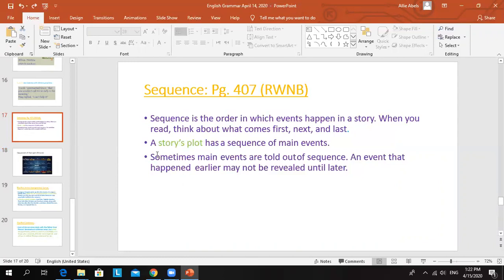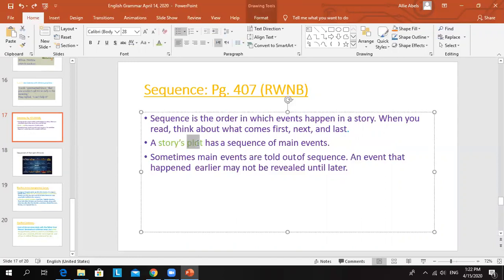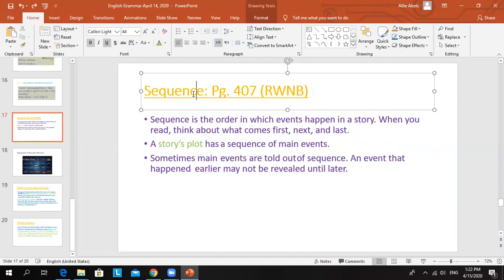Okay, the second point we have here regarding sequence is a story's plot has a sequence of main events. So if we want to know what a story's plot is, we first need to understand what a plot is. A plot is basically a sequence of the main events in a story that we read or a movie that we watch. Okay, because anything that has a storyline has to have a story plot.